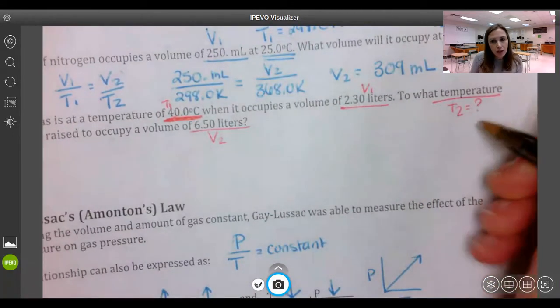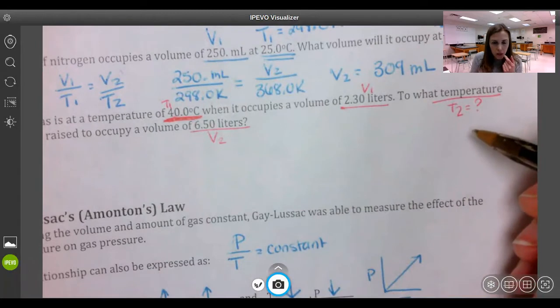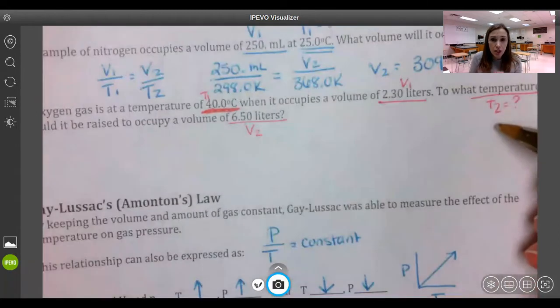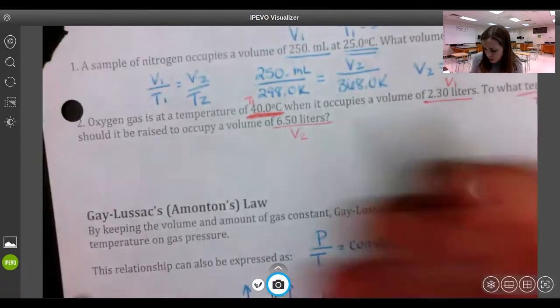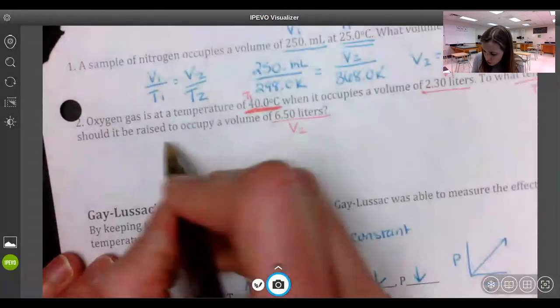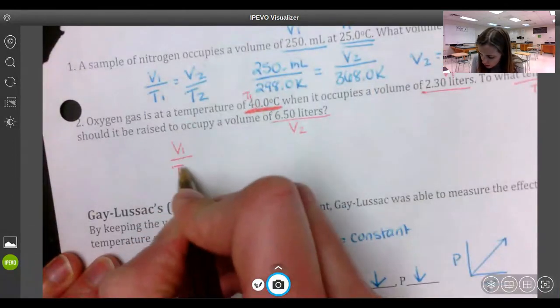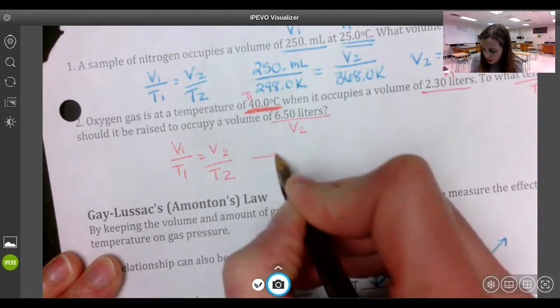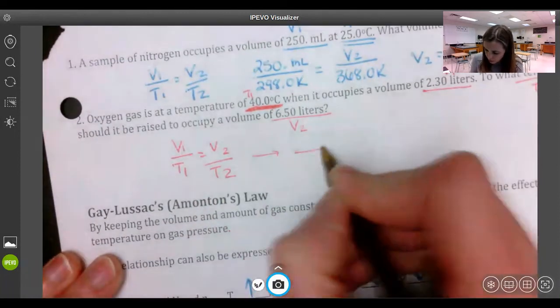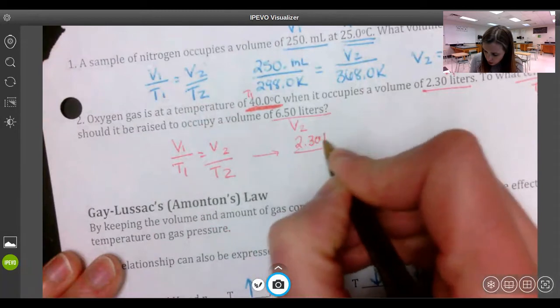So how this is going to look different from the ideal gas law is that we have a change of conditions, and it's just focusing on temperature and volume. Usually some of these questions will indicate that pressure is being held constant as well, to make it clear that we're dealing with Charles' law. So using our equation for Charles' law, V1 over T1 is equal to V2 over T2, I'm then going to input my data. So I have 2.30 liters.